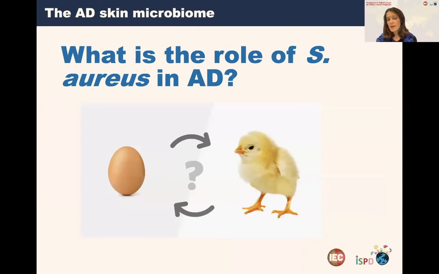So the question still remains of what is the role of Staph aureus in atopic dermatitis? Is it really causative in the pathogenesis of disease? Does it just exacerbate pre-existent AD, or is it simply a bystander of the impaired skin barrier and inflamed skin environment?